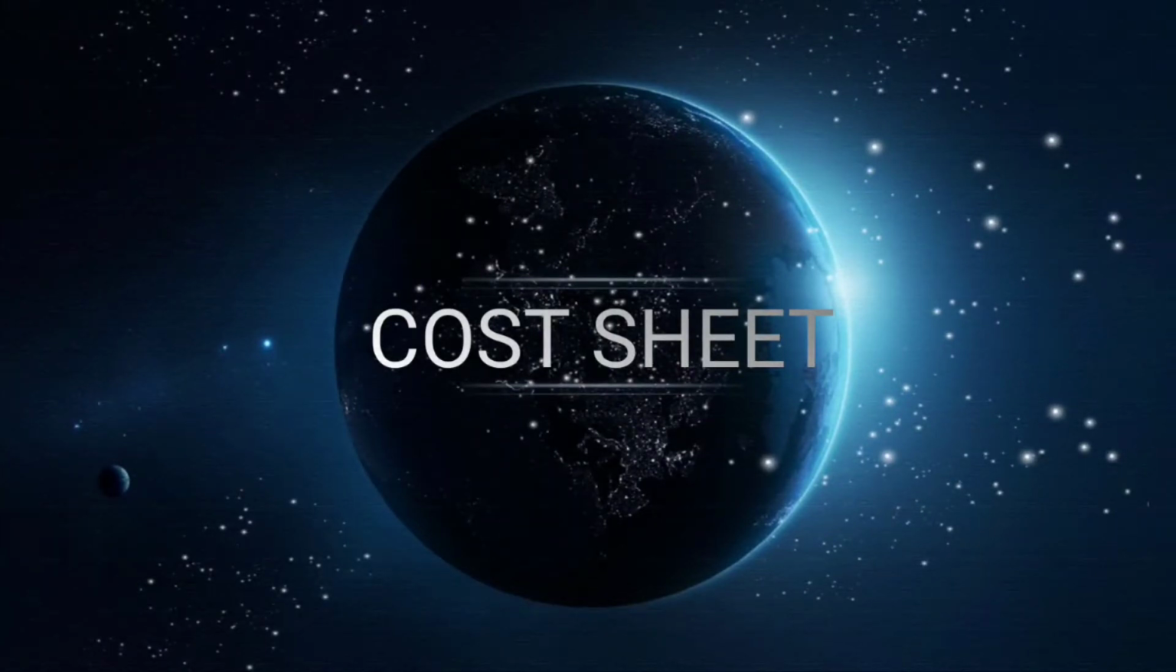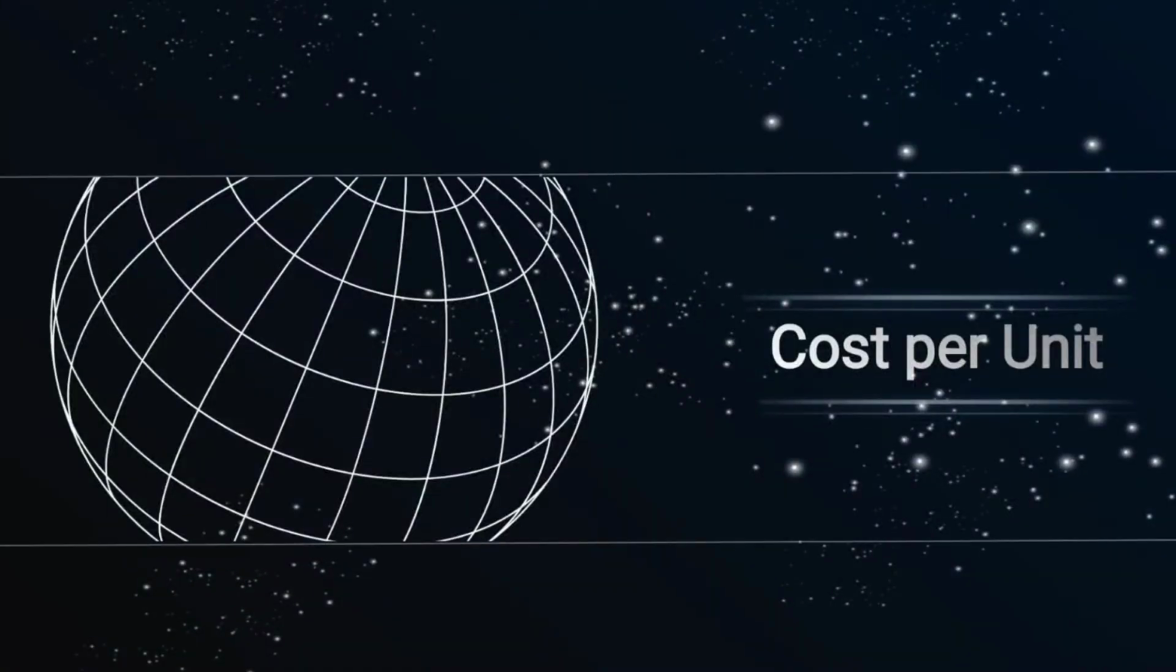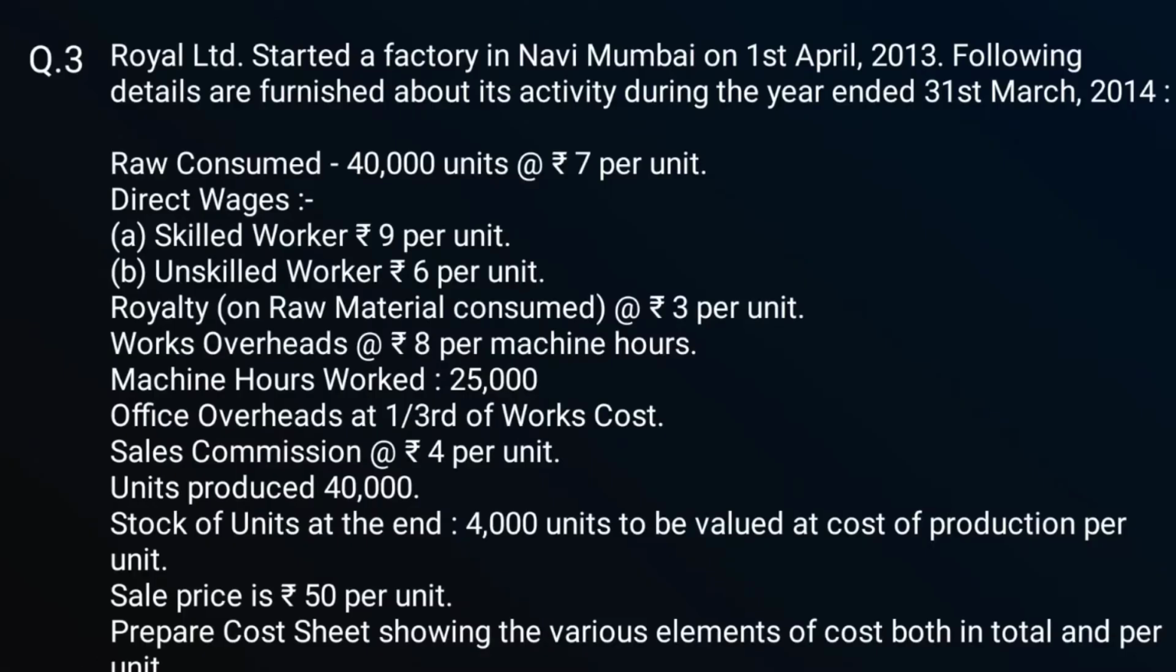So today I'll be teaching cost sheet, cost per unit. So let us start with question number 3. Royal Limited started a factory in Navi Mumbai on 1st April 2013. Following details are furnished about its activity during the year ending 31st March 2014.